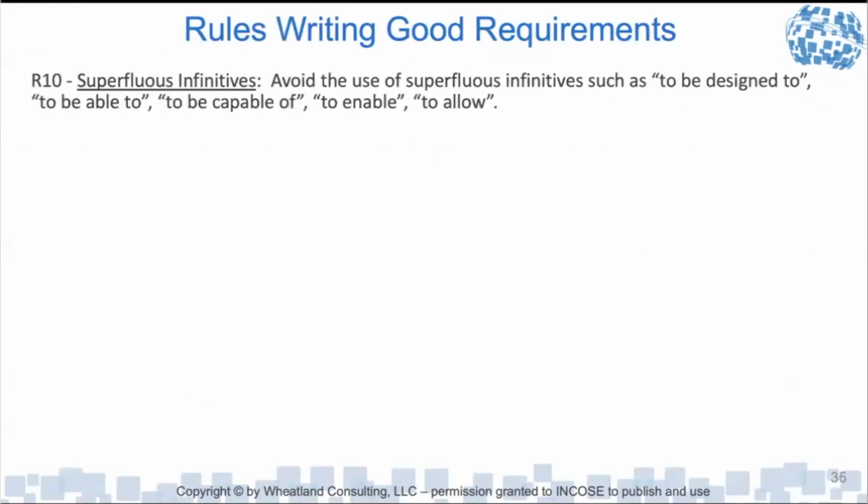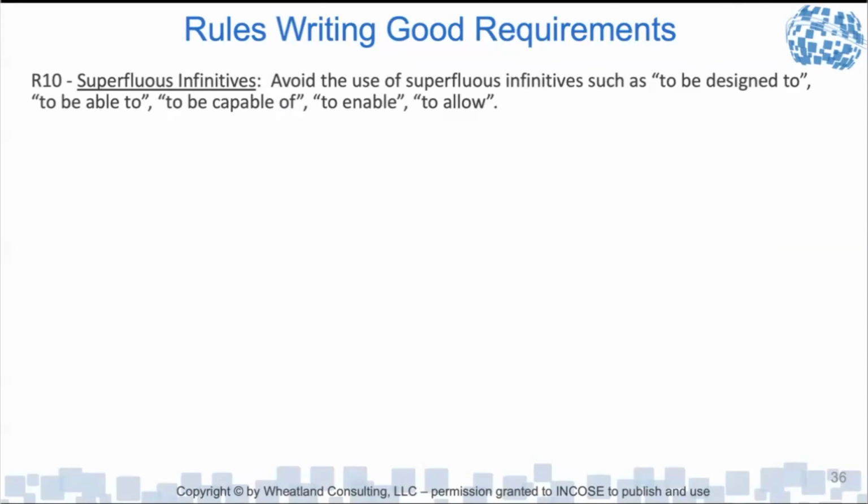Superfluous infinitives: be designed to, be able to, be capable of, to enable, to allow. And we added to enable and to allow. That wasn't in the old guide. But all of these things are not acceptable for requirements. They would be acceptable for need statements.